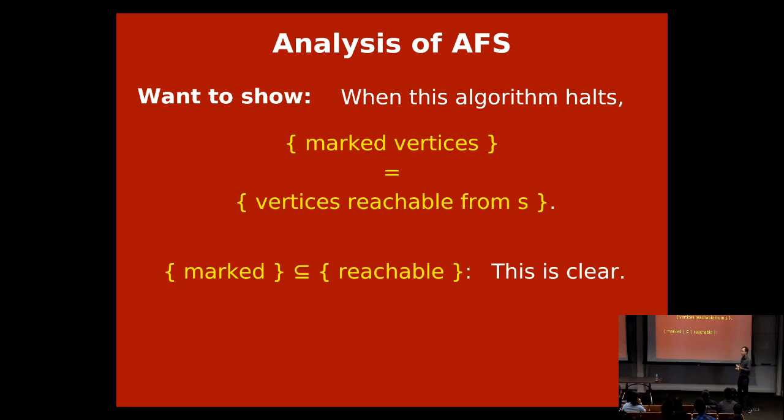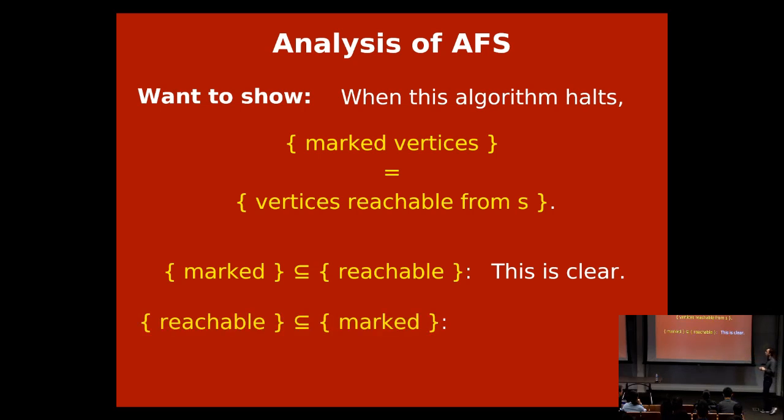This one, I don't want to belabor the point. I think it's pretty clear. If you look at the algorithm, there's no way, if it starts in S, that you can get out of the connected component of S, because you're always just following edges starting from S. So you can never mark something unreachable from S. I think that's okay. It's okay?